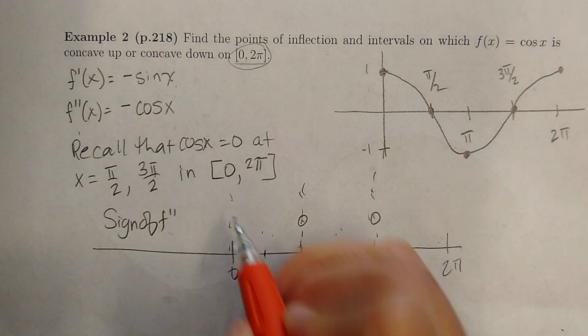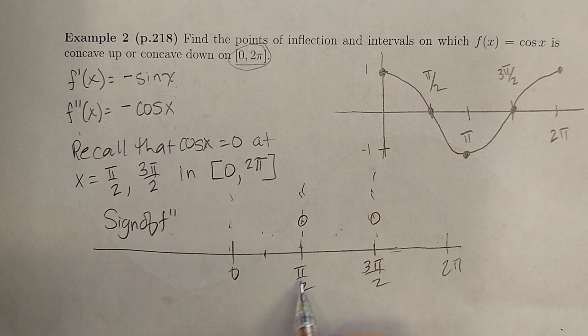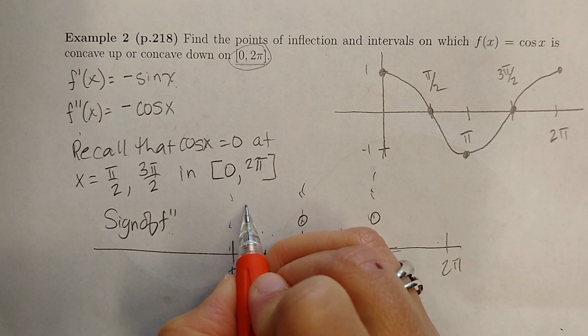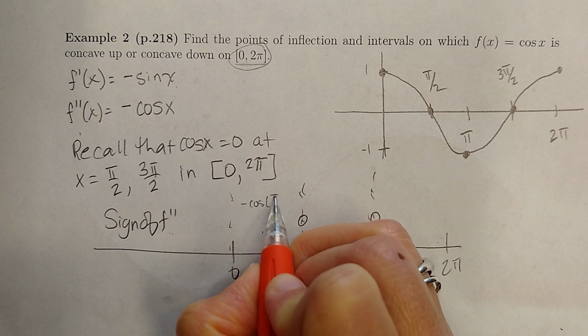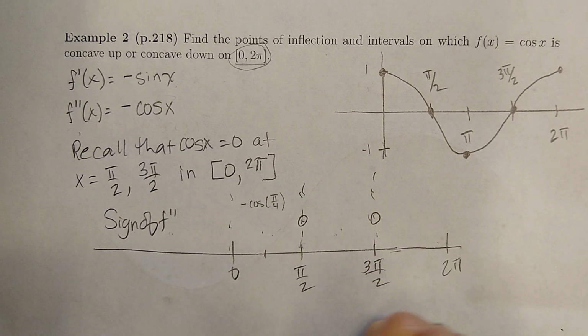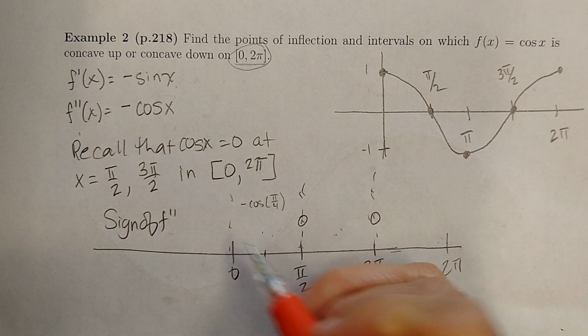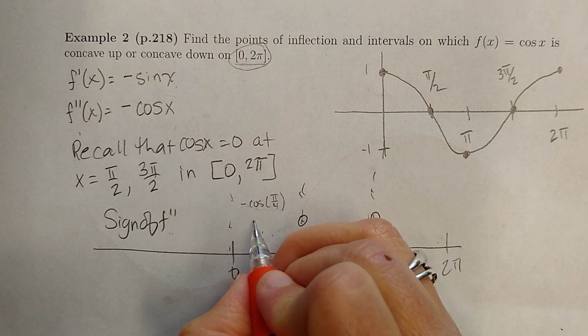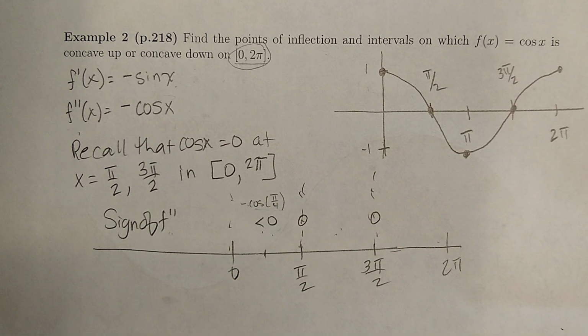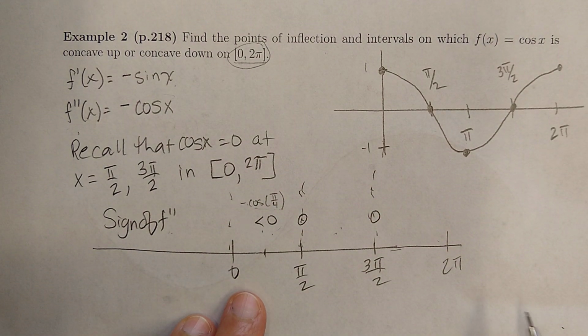So I'm evaluating this function. Let's see, what's something in between 0 and pi over 2? That'd be pi over 4. So let's do negative cosine of pi over 4. Here, I don't care numerically what it is, though we could say that this piece is root 2 over 2 and it's negative. So that's less than 0. Don't really care how big.